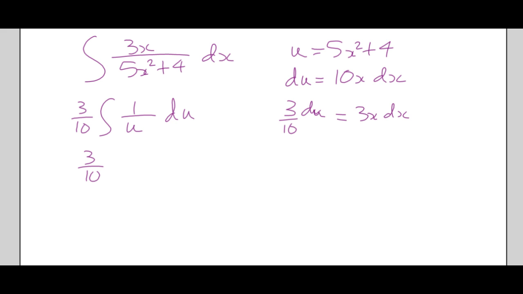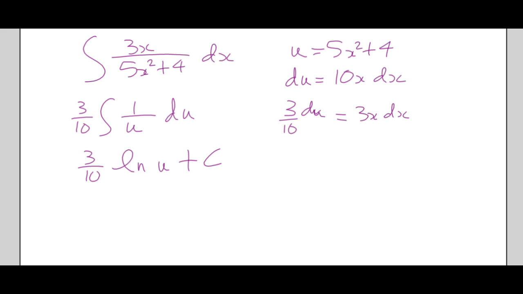3 times ln u plus c. We'll go with the ln of the absolute value of u in this case, right? Although wait, 5x squared plus 4 is always going to be positive, isn't it? All right. Sure. That was totally intentional. It must have been. Well, it doesn't really matter.